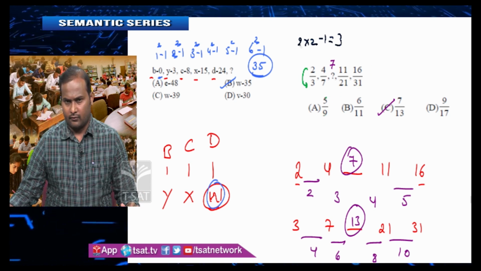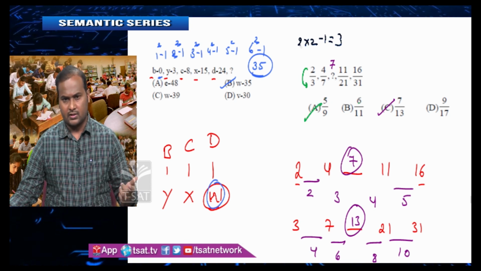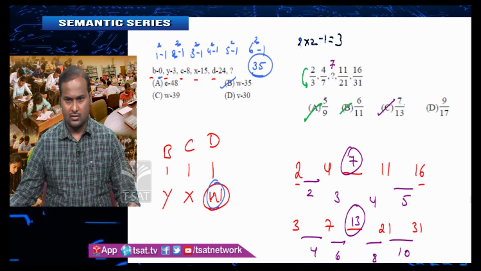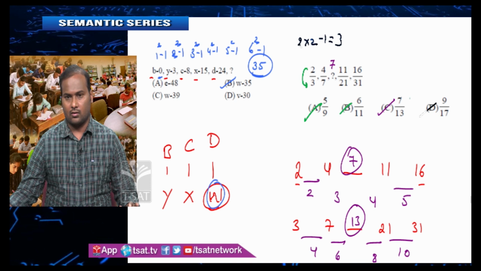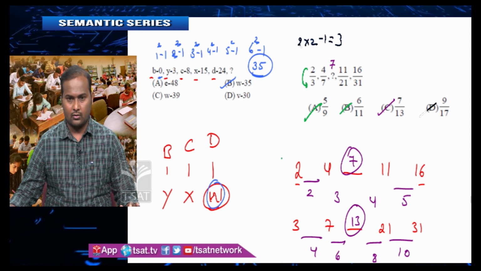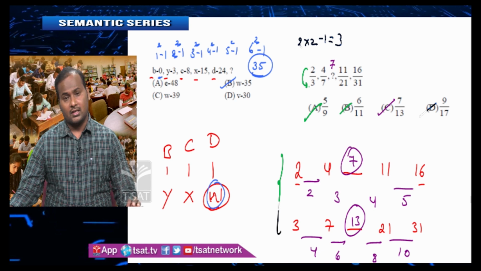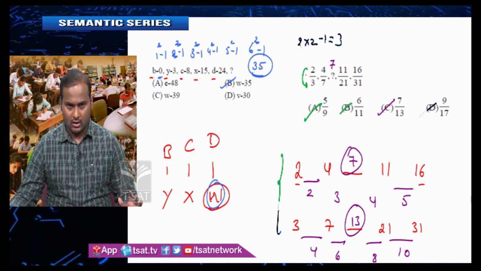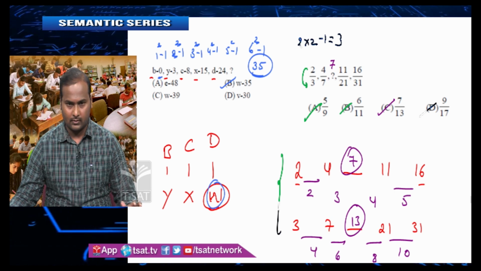Here also 5: 5 into 2 is 10, minus 1 is 9. You see B, 6 and 11: 6 into 2 is 12, 12 minus 1 is again 11. This is also possible, this also possible. But see, that is the reason we are getting all the answers. So obviously you have to follow this pattern, not numerator to denominator. In the exam there is a possibility of asking from numerator to denominator also, so you need to find out both the things as well.